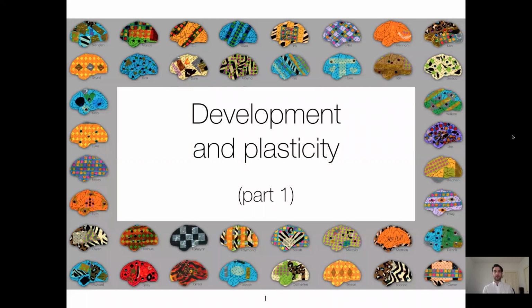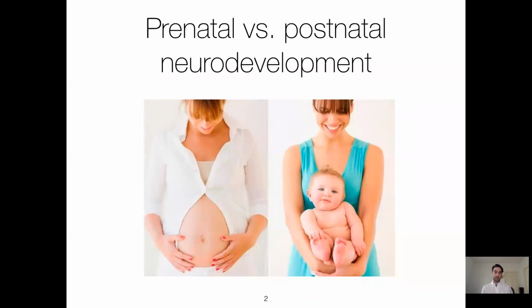So let's turn our attention now to talking about neurodevelopment and neuroplasticity. We're going to begin where I think a lot of you would probably expect we're going to begin, which is in terms of both prenatal and postnatal development. In this case, prenatal development just refers to development that occurs in the womb, and postnatal development means everything that occurs after you're born, with most of our emphasis for sure going to be on postnatal development.